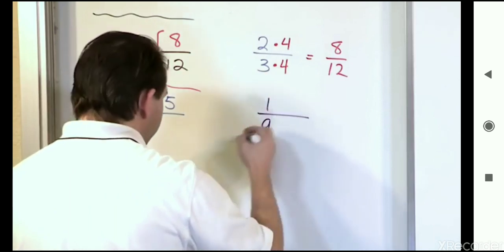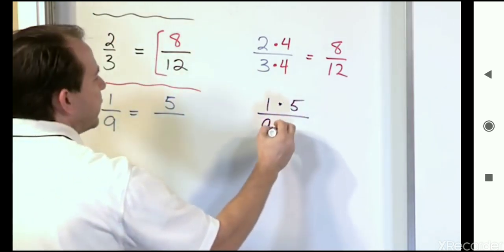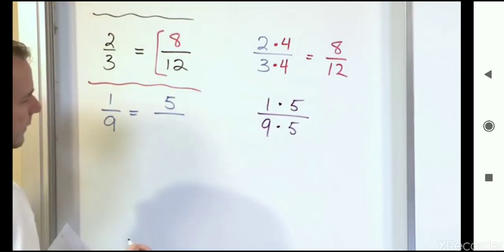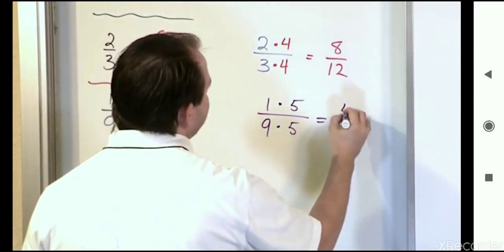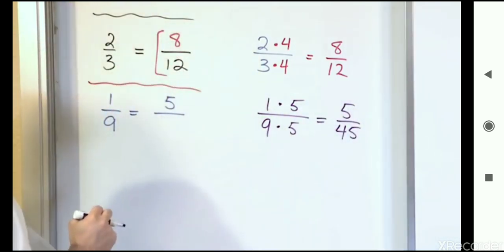Well, I'll need to multiply by 5, because 1 times 5 gives me 5. But if I do it on the top, I'll also need to do it on the bottom. I have to keep it balanced. So I'll have 5 over 45, because 9 times 5 is 45.